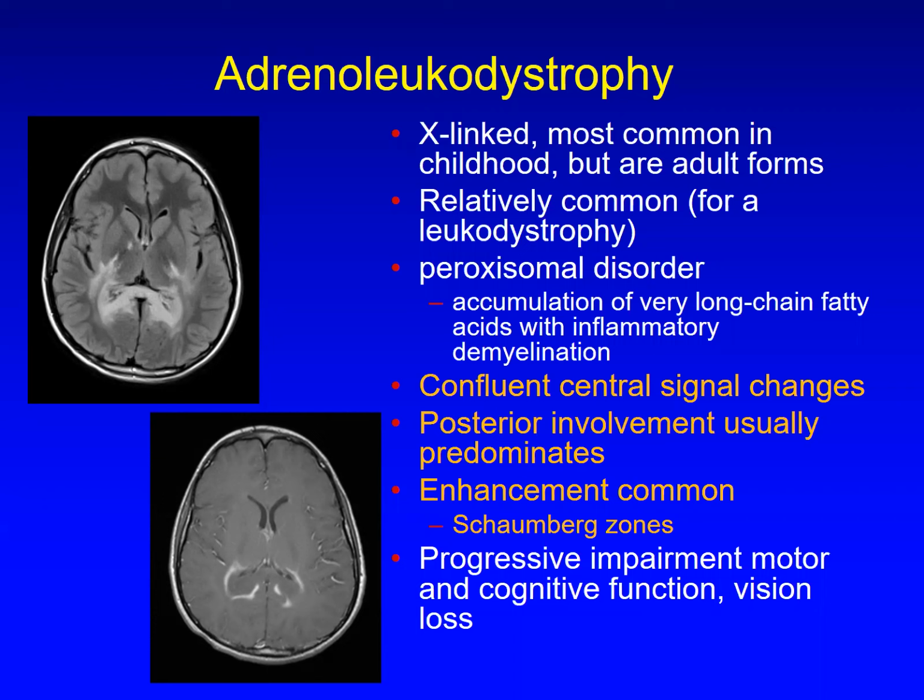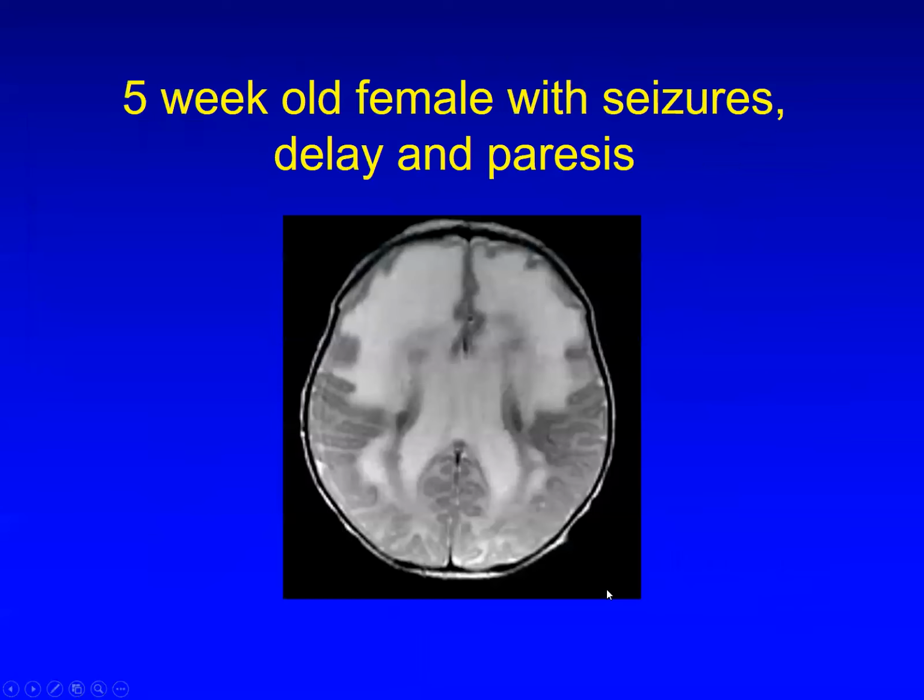And enhancement is common. We don't need to give contrast or see enhancement to diagnose these, but if you do give it, you can see what's called Schumacher zones, which are areas of enhancing active demyelination with inflammation, and usually outside of that, there are areas of demyelination without significant inflammation. Sometimes deep to that, more centrally, you can see some necrosis. Don't have that here, but you do see these kind of different zones of abnormality. And these patients, again, as with many leukodystrophies, have impairment in motor and cognitive function. They also can have vision loss. Again, with the posterior predominance, can affect some of the optic tracts.